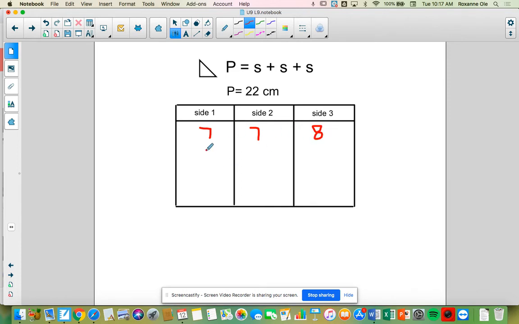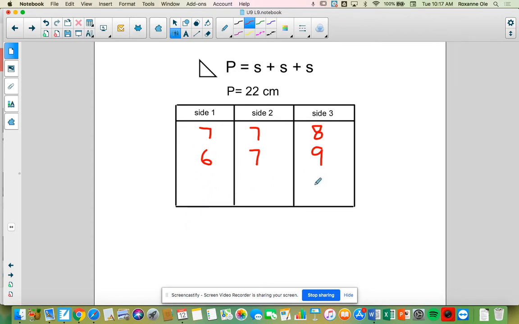Let's pick something else. What if we did 6 and 7? So that's 13 and 9. Would that work? Sure. So you're going to just keep doing different things that would equal 22, keeping the numbers pretty close together. We would never use a 1 or a 2 because your triangle will not close.